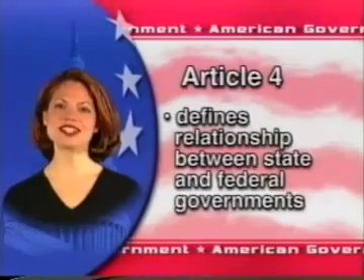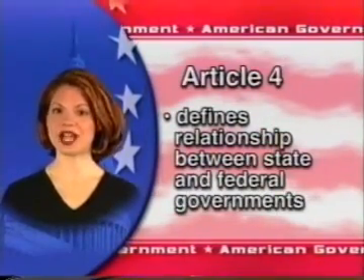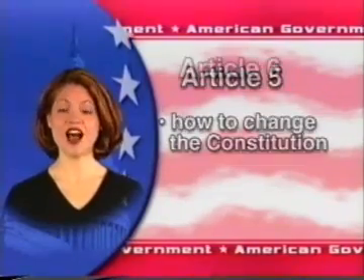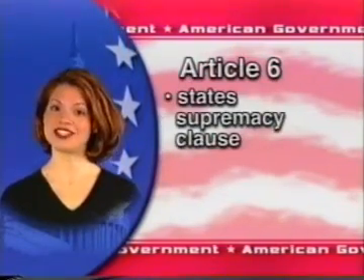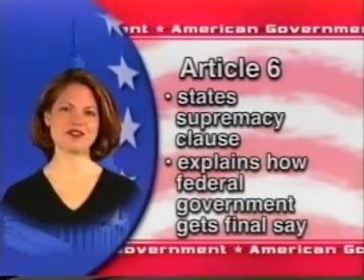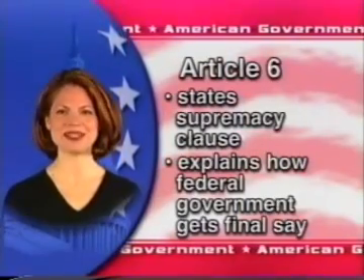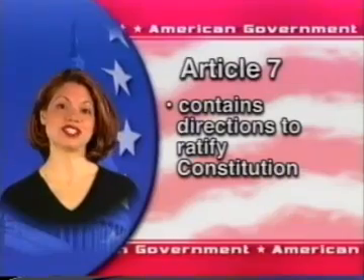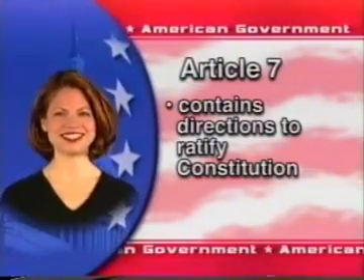Article 4 defines the relationship between the state and federal governments. And Article 5 tells us how to change the Constitution. Article 6 states the Supremacy Clause and explains how the federal government gets the final say in most arguments about laws. Finally, Article 7 contains the directions for ratifying the Constitution.